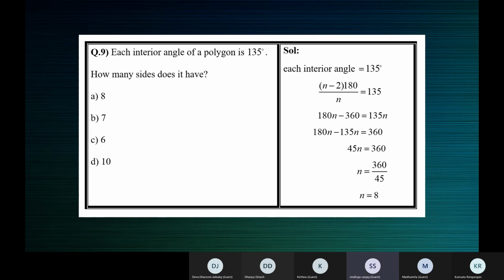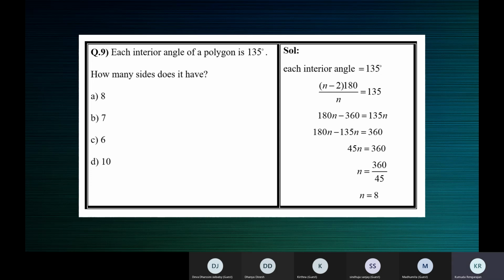2n minus 4 into 90 degrees, ma'am. No. If the interior angle is 135 degrees, what is the measure of the exterior angle? Ma'am, we will minus 135 from 180. Yeah, tell me the answer. What is 180 minus 135? 45 degrees, ma'am. So each exterior angle is equal to 45 degrees. What's the formula to find each exterior angle? 360 by n, ma'am.